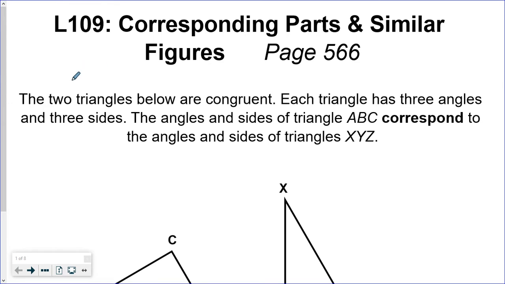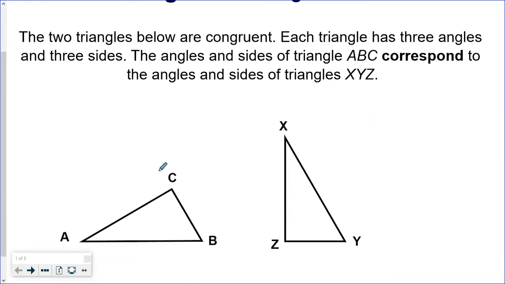So we start off by saying the two triangles that are shown below here are congruent. And again, as a review, the word congruent means they're the exact same shape and they are the exact same size. Now, each one of these triangles has three angles: angle 1, 2, 3, and 1, 2, 3. They all have three sides: 1, 2, 3, 1, 2, 3.